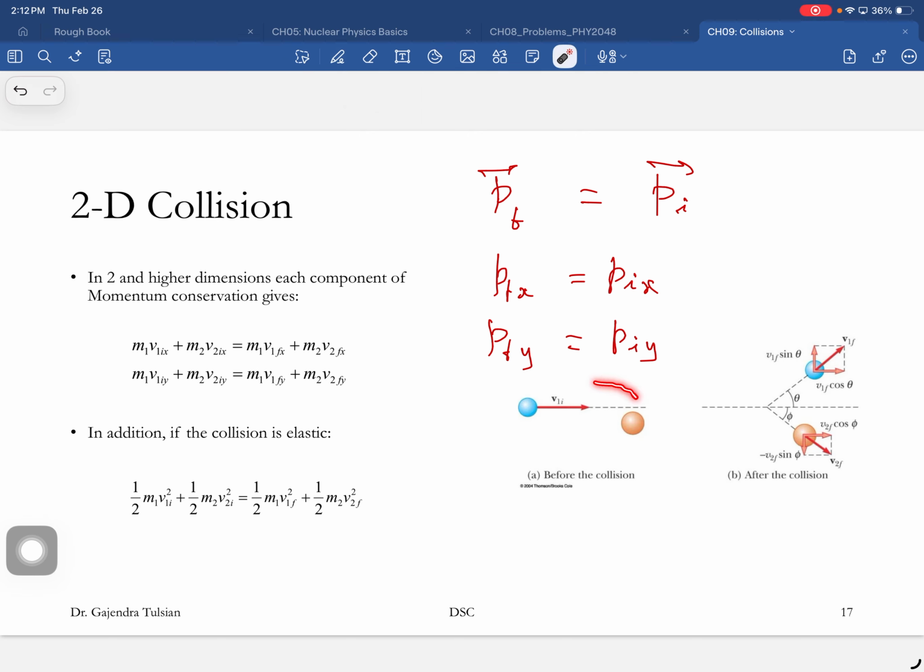In this situation, there's only an x component of the momenta. So if they collide and go off this way, the y components of the momenta cancel, and these two must add up to that momentum. Again, the x component of the momenta has to be conserved, the y component of the momenta has to be conserved. And if it's an elastic collision, then kinetic energy is also conserved. So your collision has to satisfy these 3 equations. The more equations it has to satisfy, the more constrained you are.